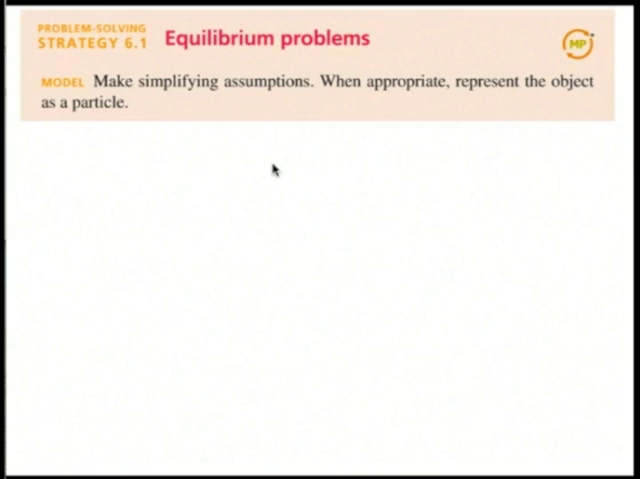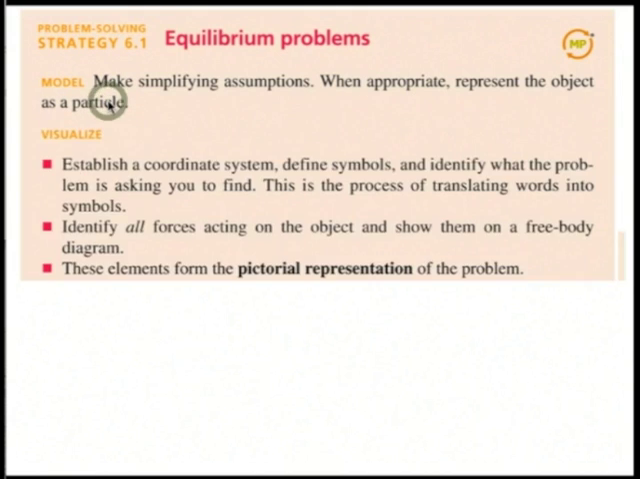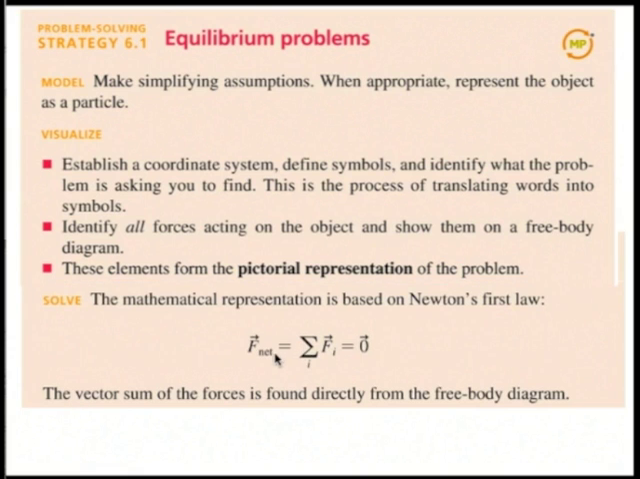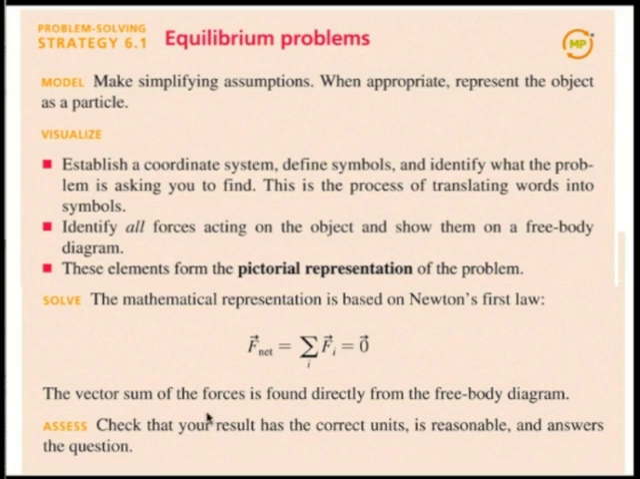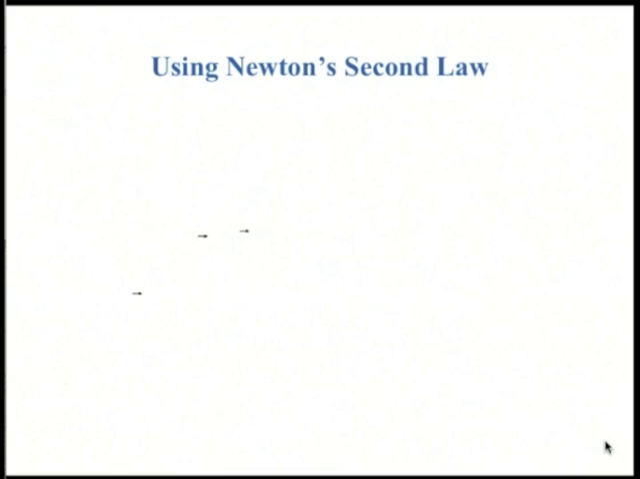So your strategy here: you model the problem, perhaps represent the object as a particle. You draw a diagram, define your symbols, identify all the forces acting on the object and show them on a free body diagram, and then use F net equals 0 to solve for your forces. At the end, check your result has correct units, is reasonable, and answers the question.